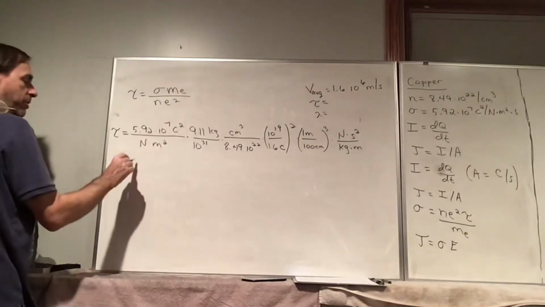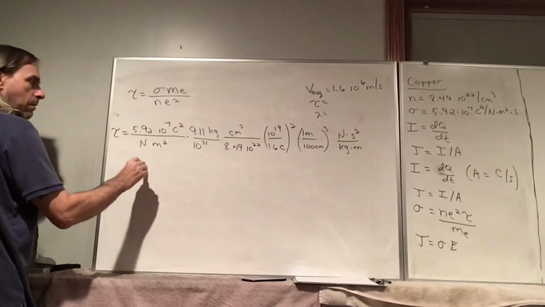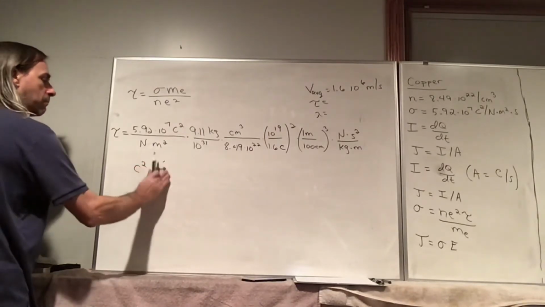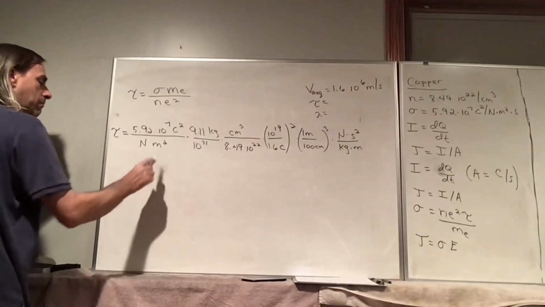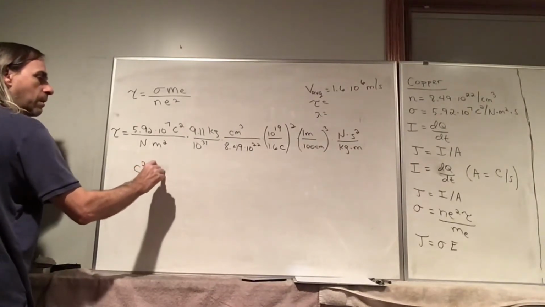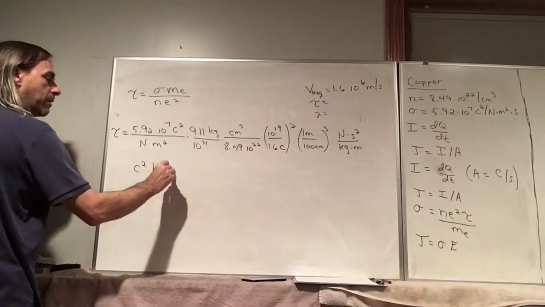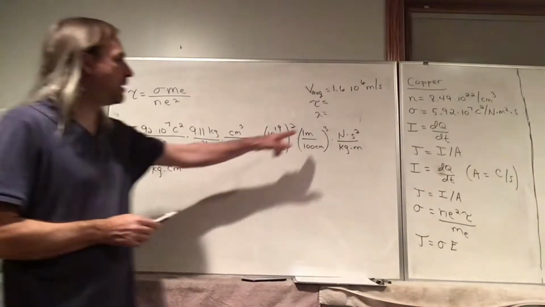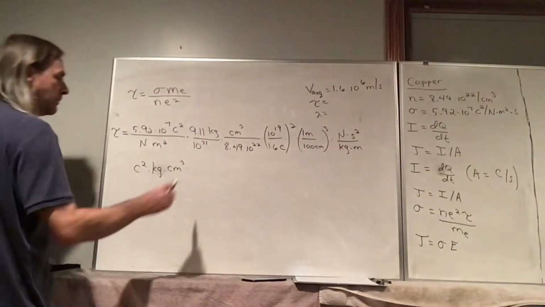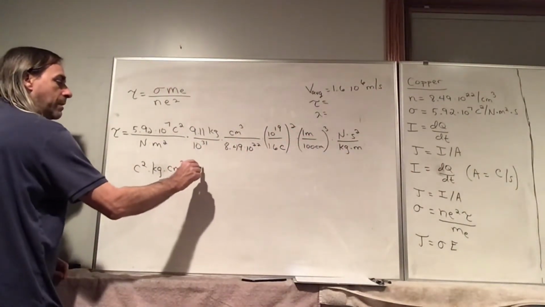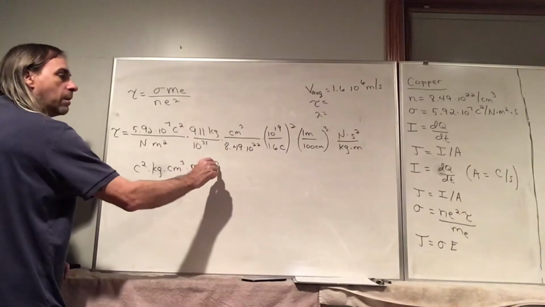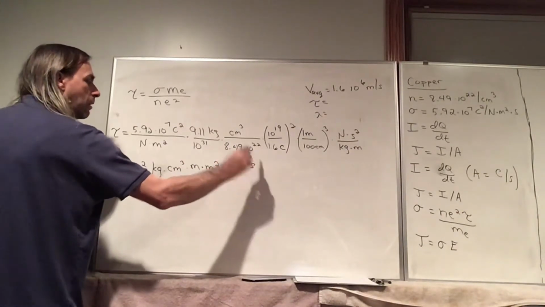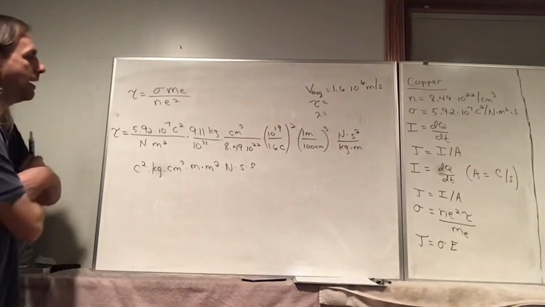So we have coulomb squared times kilograms times centimeters cubed. Now we have meters cubed. I'm going to write that as a meter times a meter squared. And then a Newton and a second squared. I'm going to write it as second times a second.